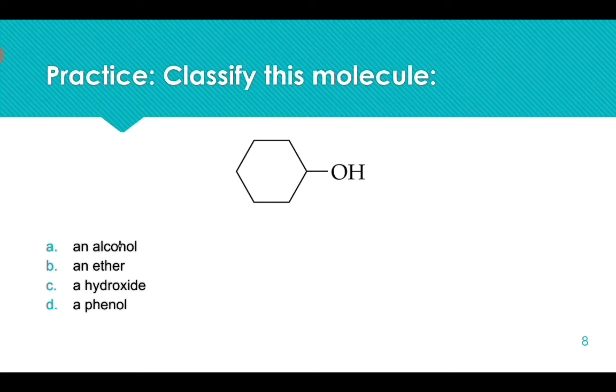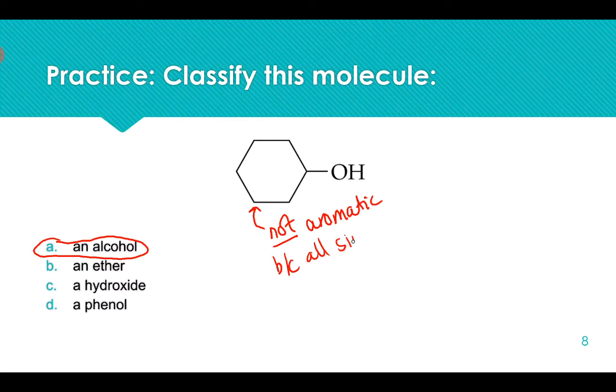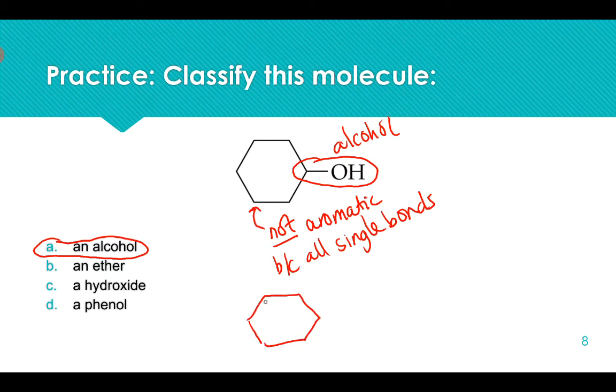Okay. This molecule is an alcohol. That's because this ring is not aromatic. We can tell it's not aromatic because it's all single bonds. So this is an alcohol, not a phenol. For a phenol, you'd look for either alternating double bonds or a circle, which indicates that it's aromatic.